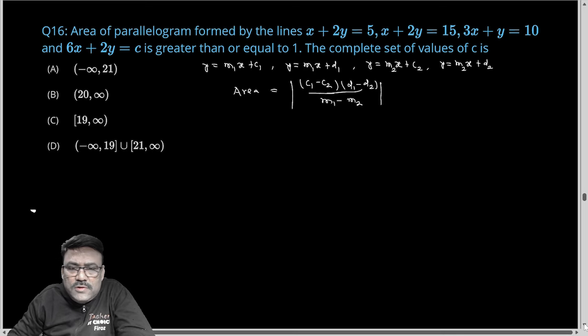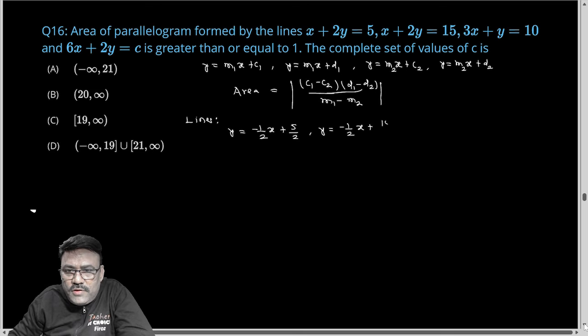So now if I arrange all these 4 lines in the form of y is equal to mx plus c, your given lines are what? The first line is y is equal to minus 1 by 2x plus 5 by 2. Then y is equal to minus 1 by 2x plus 15 by 2. Then y is equal to minus 3x plus 10. y is equal to minus 3x plus c by 2.